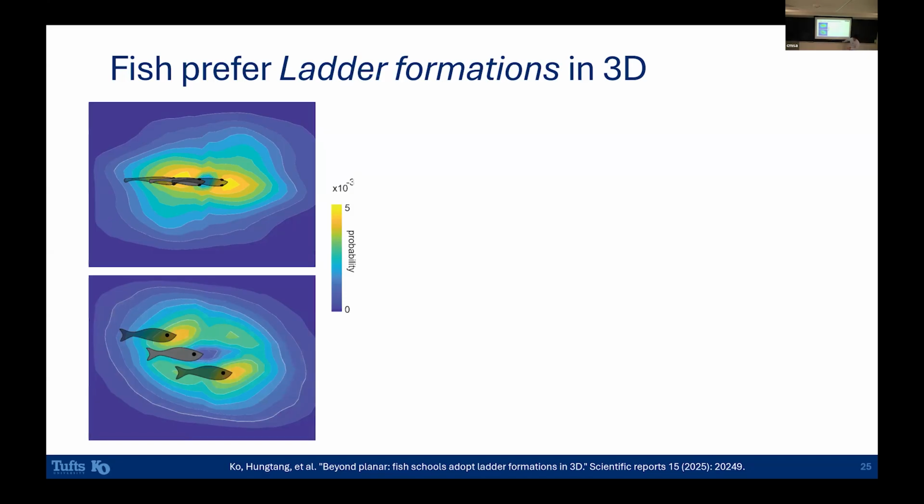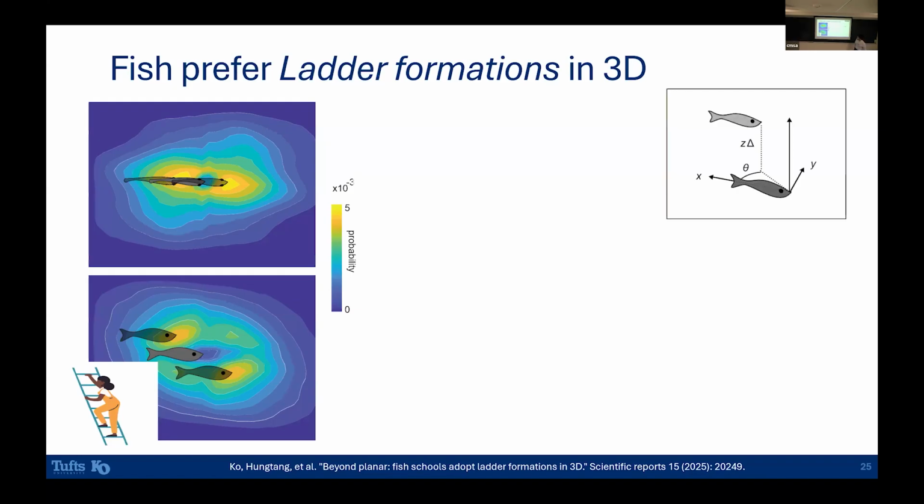From the side view, if you have a fish in front of you, more likely than not, that fish is below you. And if you have a fish behind you, then that fish will be above you. So this is what we call a ladder formation. This is a new formation that we found by doing this experiment.